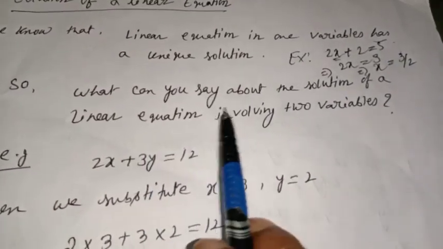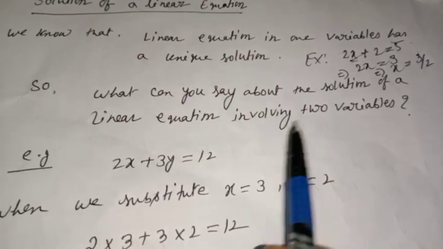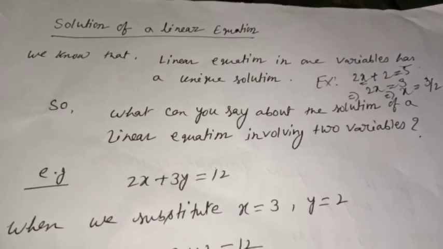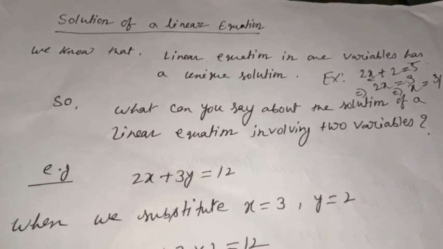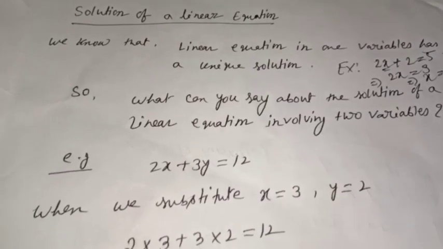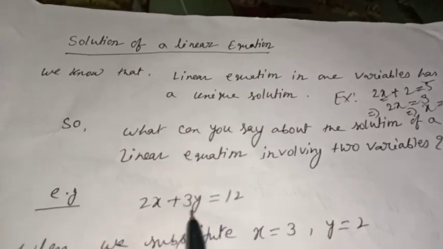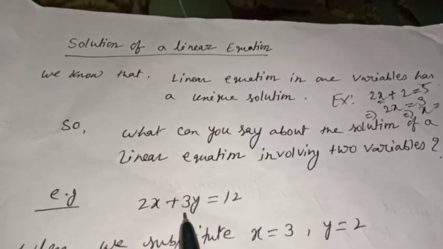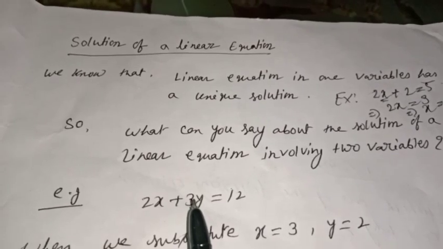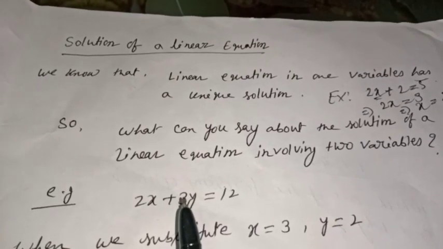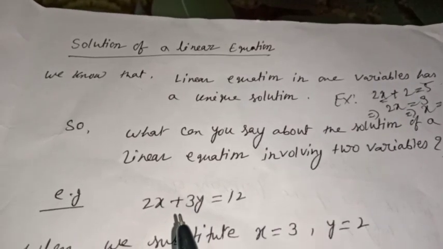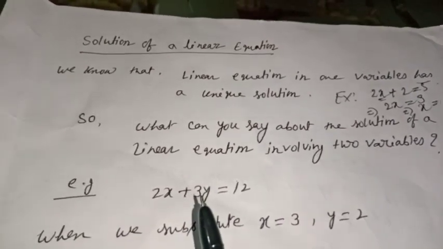So what can you say about the solution of a linear equation involving two variables? Now you are coming to know about the solution of linear equation in two variables. In a linear equation in two variables, how many variables are there? Two variables. For example, 2x plus 3y is equal to 12. You will not get a unique value of x or y. But you can put any value. See how to find out.